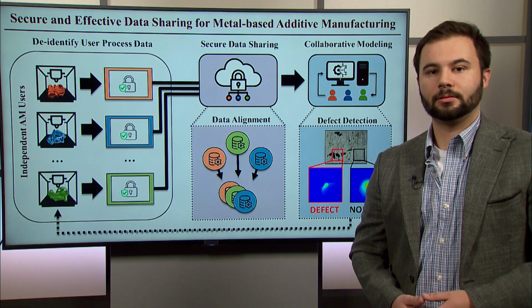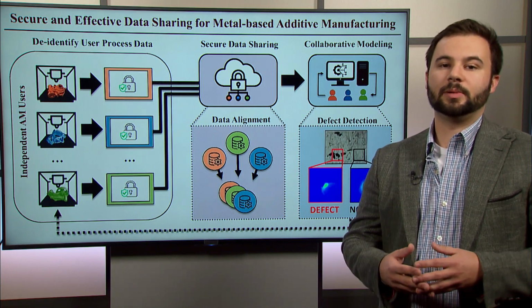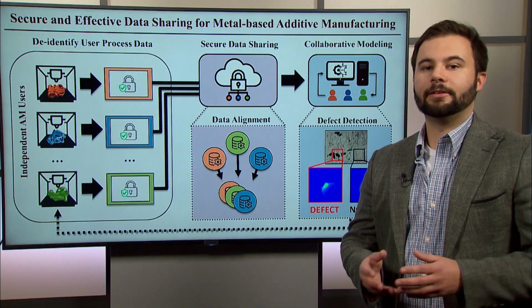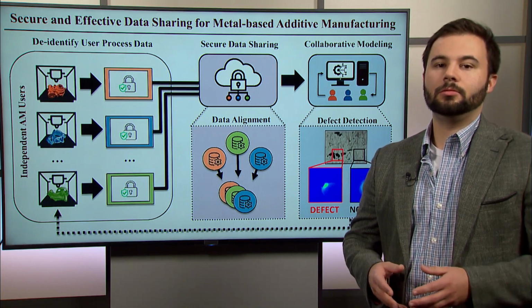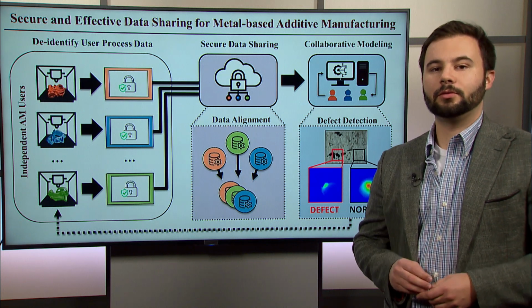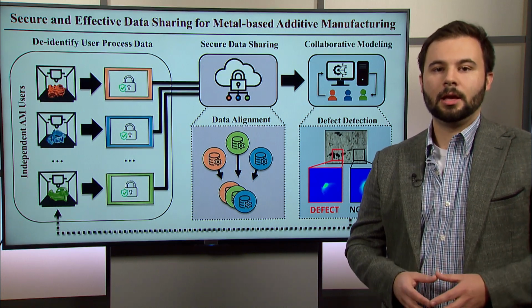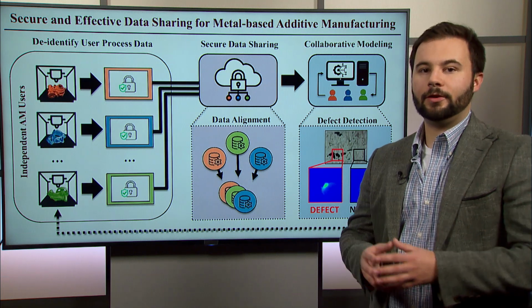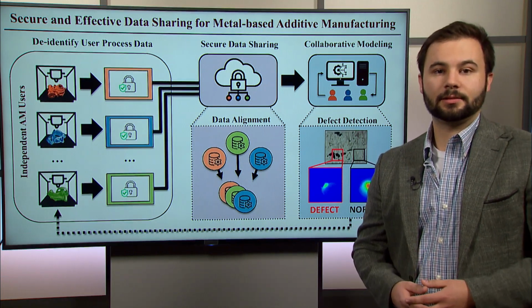On the other hand, once the data has been de-identified and shared, we can then work to make sure it can be effectively and efficiently used. This is done through knowledge alignment techniques, which allow us to extract key information from each individual user's domain and combine that data into a shared domain where we can more effectively and efficiently train our model to detect defects.